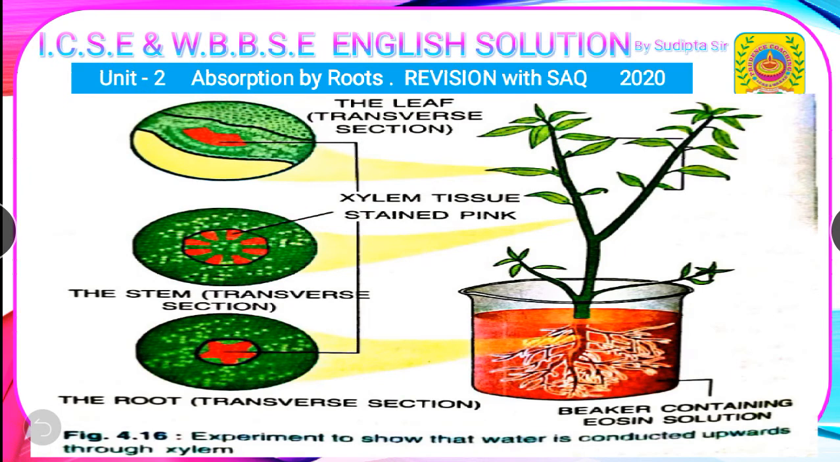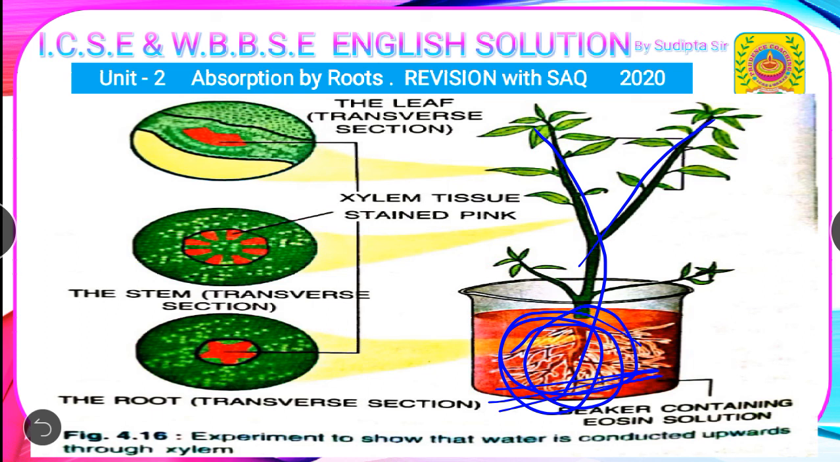Now this experiment shows that xylem tissue of the plant carries water to the upward stems of a plant. For this experiment we have mixed some eosin solution into this beaker, where as soon as the roots of this plant absorb water, then this eosin will go upward to the stems and the leaves as well.